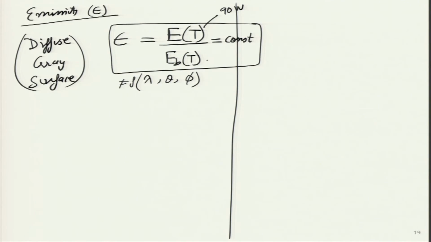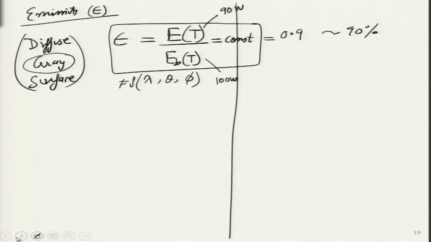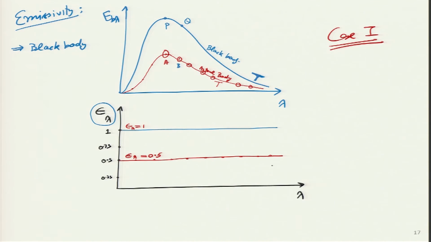So, if I put some numbers over here, if let us say the real body is emitting 90 watt, had it been a black body it would emit 100 watt. So, emissivity will be 0.9, or I can call it even 90%, emissivity is 90%. If this emissivity is just one number, it is a constant, then I will call it a gray surface. And where is that example? So, in case 1 we can see emissivity is not changing, emissivity of this red body is a constant. So, in this particular case I will call case 1 a gray surface.